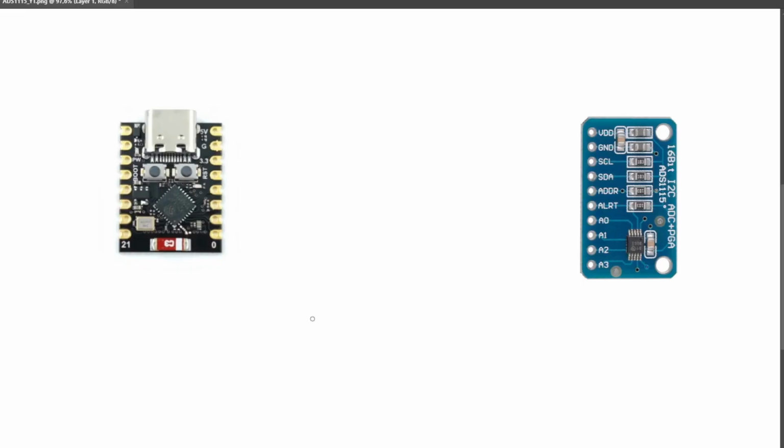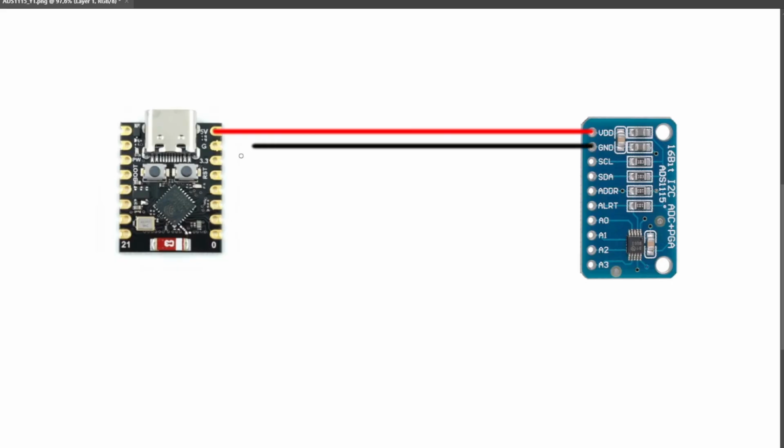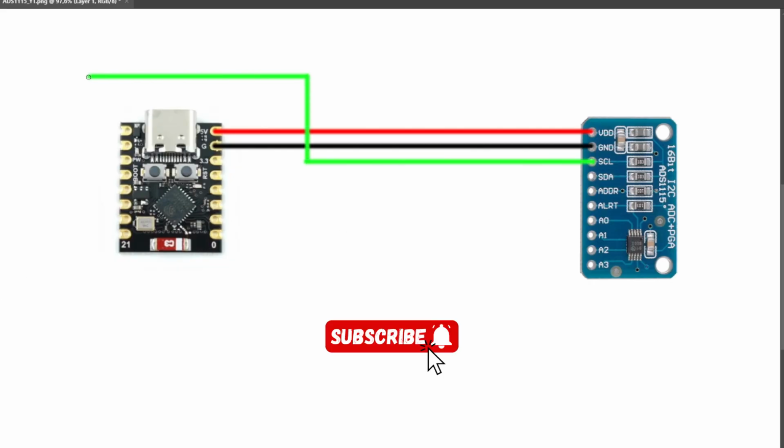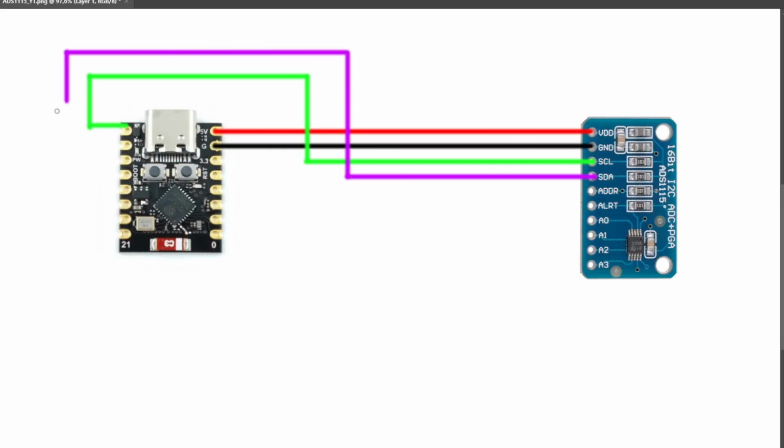In this section, I'll show you the basic wiring between the ADS1115 and the ESP32-C3 SuperMini. First, connect the VDD pin of the ADS1115 module to either 5 volt or 3.3 volt from the ESP32, depending on your setup. Next, connect the GND pin of the module to the GND of the ESP32. For the I2C interface, connect SCL to GPIO6 and SDA to GPIO5 on the ESP32-C3.